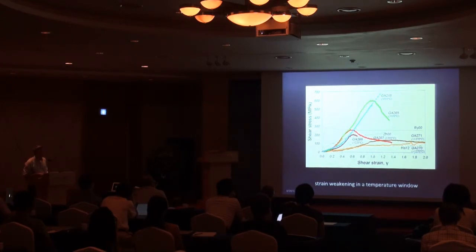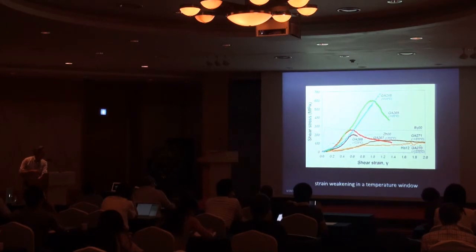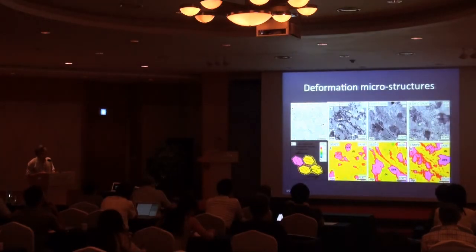And a little bit surprising, but I have an explanation for it, is that if you go to a very high temperature, like 1300, there is no weakening at all. Okay? So the main conclusion from this experiment is that weakening occurs in a temperature window. If the temperature is too low, of course nothing happens because it's so strong. But also, if the temperature is too high, weakening doesn't occur. Okay, so those are the mechanical data.